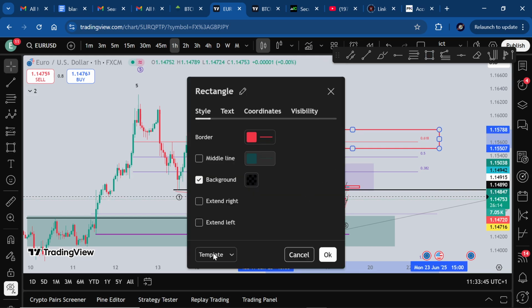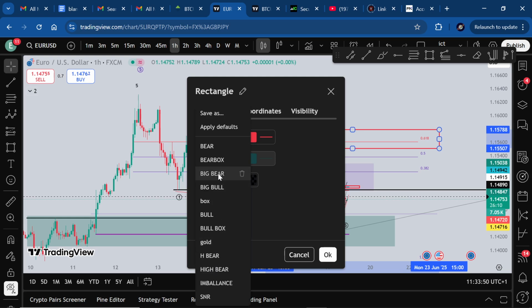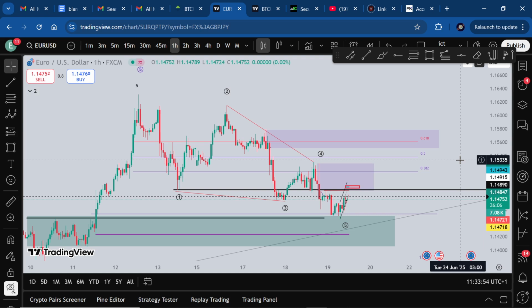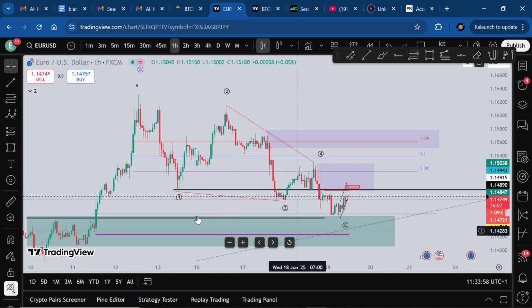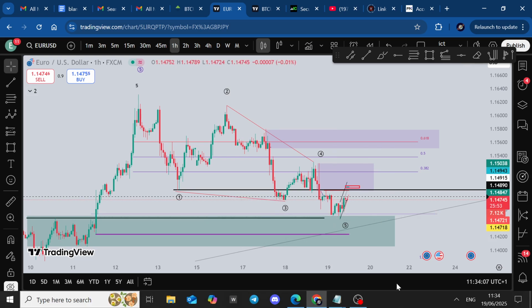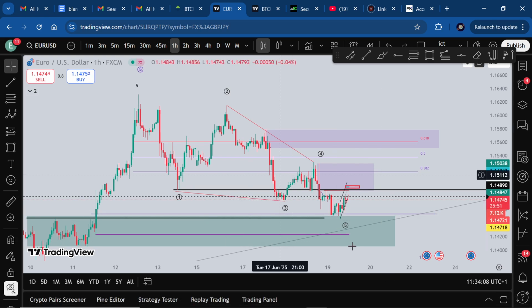So, put that on there. So, if this is a leading diagonal, as soon as we break the black line, that increases the probabilities that yes, it is. Okay. If we avoid this black line and we go lower, then it's much more likely the first scenario is correct. But this would be too much of a shallow retracement for a two anyway.